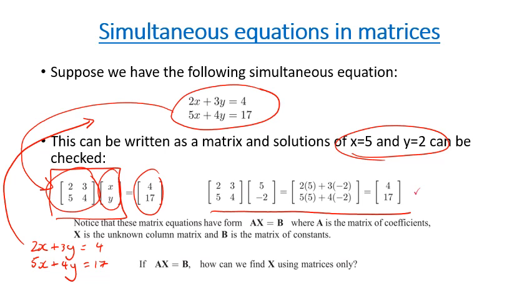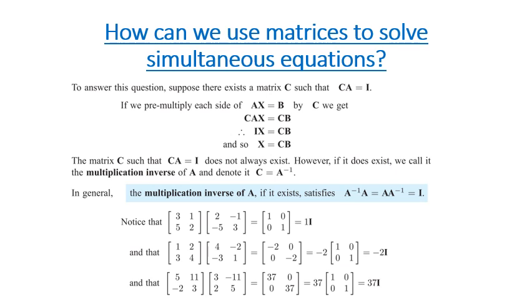It's important to notice that these matrix equations have a form of AX equals B, where A is one matrix, X is our XY matrix, and B is our final matrix. But once we understand that, how can we use that information to solve for our X matrix, or our XY matrix in this particular case? Well, let's have a look at it.